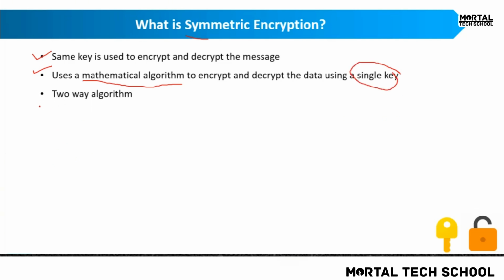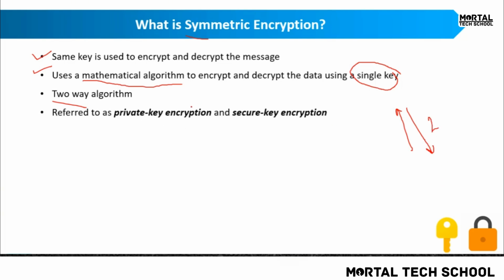So what you have to remember when you are asked about symmetric encryption is single key. It's a two-way algorithm because first you encrypt and then you decrypt. That is why it's known as a two-way algorithm. It is also referred to as private key encryption or secure key encryption.